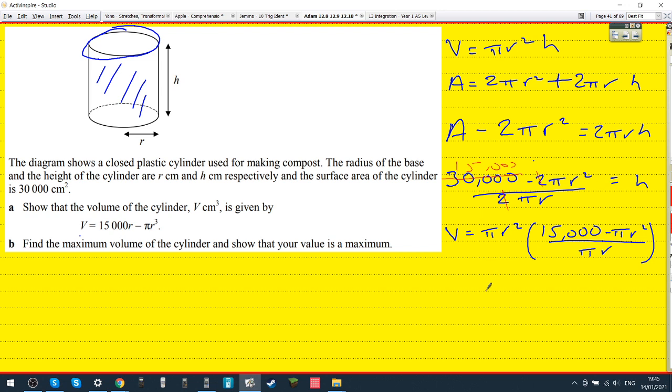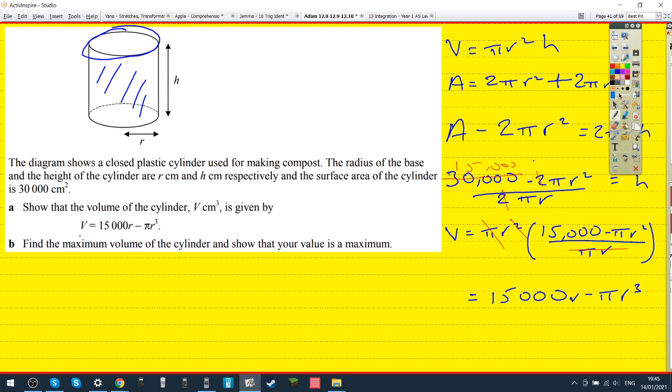If you're not sure, you just write that, because you have effectively shown it. It's not too difficult. You have pi r on the bottom, so you divide by pi r on the top, and so you're left with just 1 r. R times 15,000 is 15,000 r, and then minus pi r squared times r, minus pi r cubed. Okay, so we showed that the volume can be written instead of pi r squared h as 15,000 r minus pi r cubed. We've shown that the volume can be written instead of a mixture of r and h, as just r. Part B.